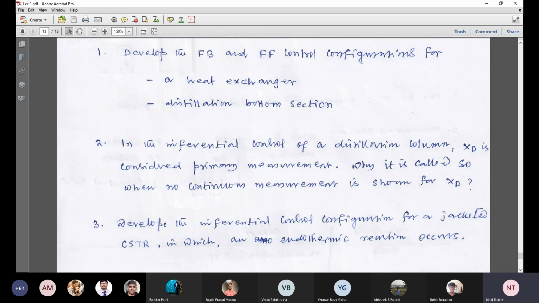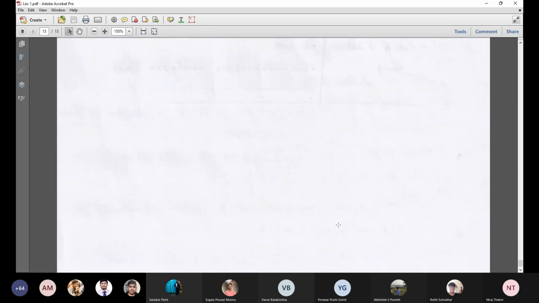I have given the answer of this question, and you consider a jacketed CSTR and develop the control configuration. It is same with the distillation column because concentration and temperature are involved. So this is quite similar with the inferential control configuration of distillation. In fact, we have discussed the concentration and temperature correlation also. So estimator can be represented by that modeling equation. So this is over.